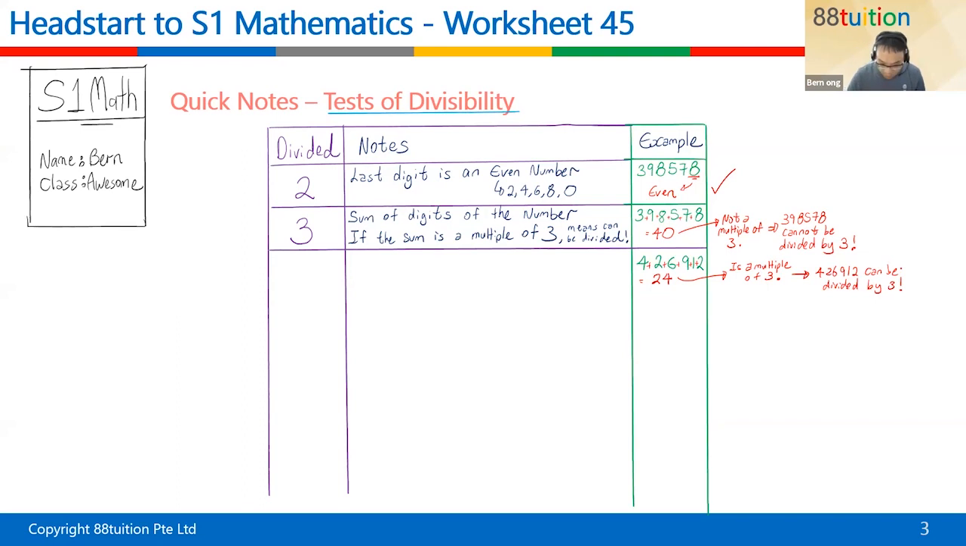Don't believe? Let's try. Now you take your calculator and try 4, 2, 6, 9, 1, 2 divided by 3. It becomes 142,304. Understand? So to determine whether a number can be divided by 3 or not, all you've got to do is add all the digits up. If the sum is a multiple of 3, which means it can divide by 3, it means that the number itself can be divided by 3.